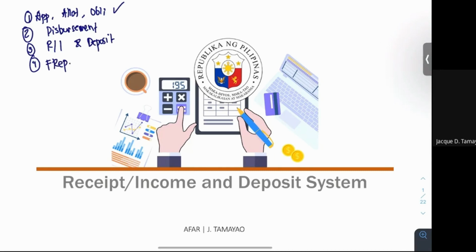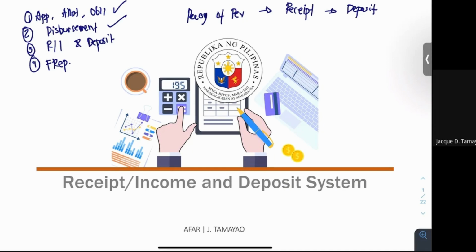So we're done with the two systems. We are now into your receipt, income, and deposit system. What will you expect in this particular topic? What you will expect here is, of course, the recognition of revenue, which now gives us a receipt. And ultimately, this receipt must be deposited.